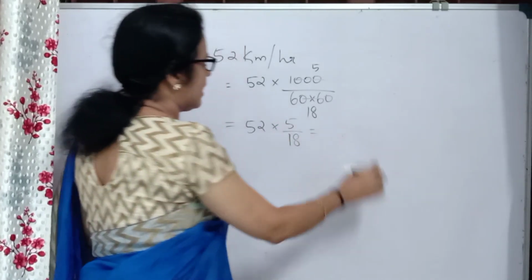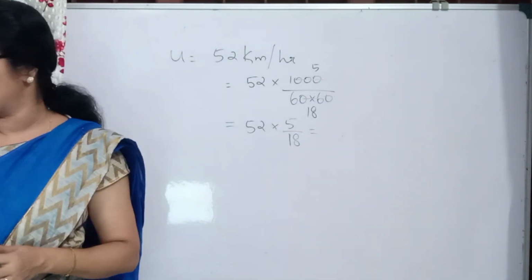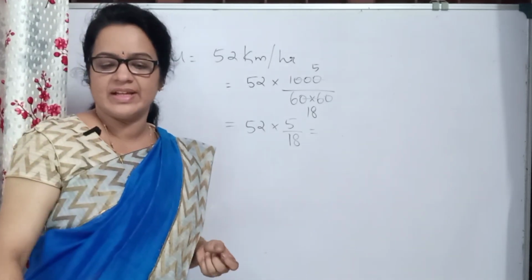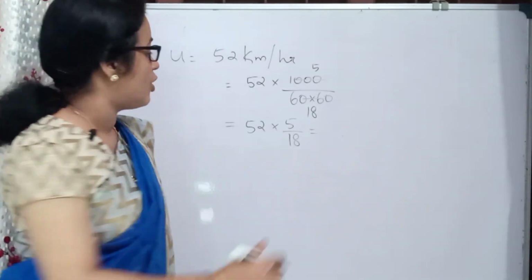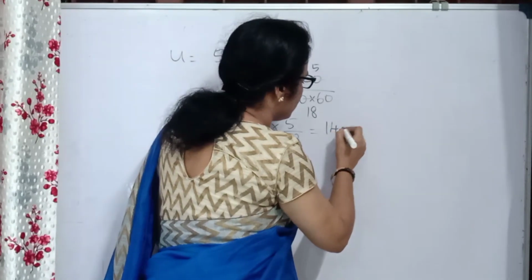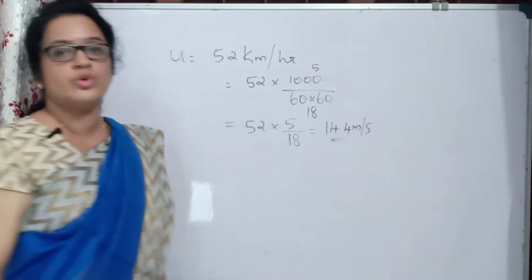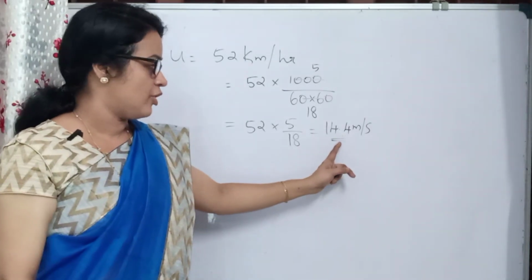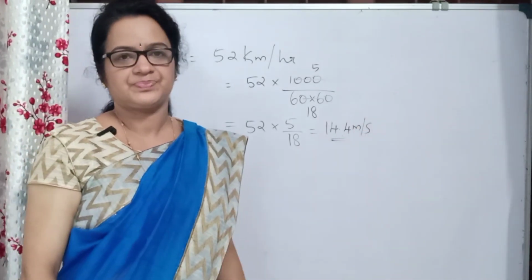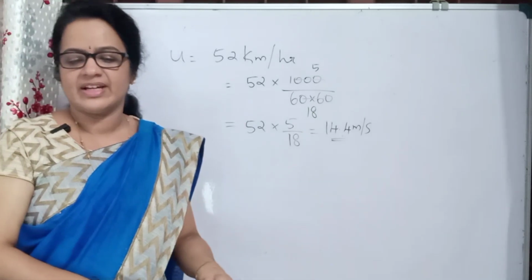So that value can be calculated. 52 into 5 by 18. So how much we will get? Yes, 14.4 meter per second. So that is the initial velocity. U is equal to 14.4 meter per second. Okay, now what else is given here?